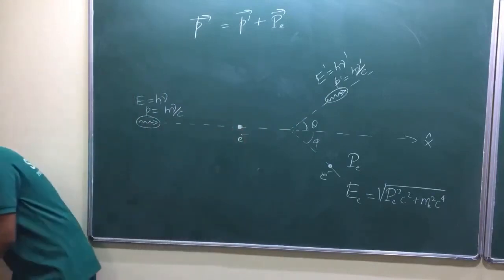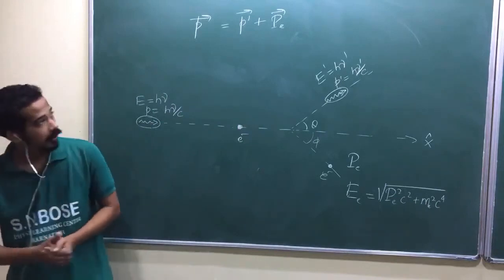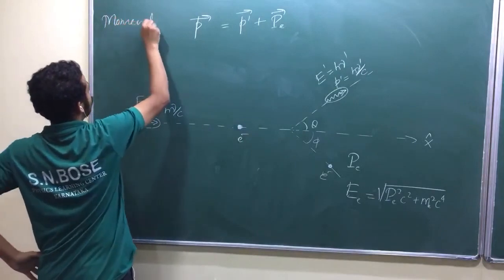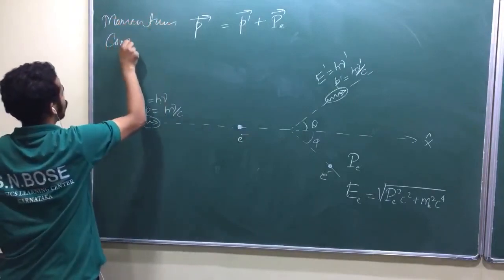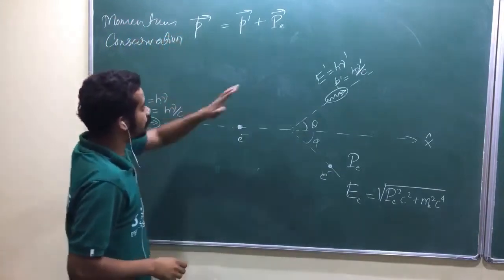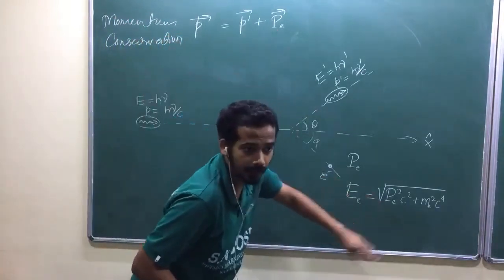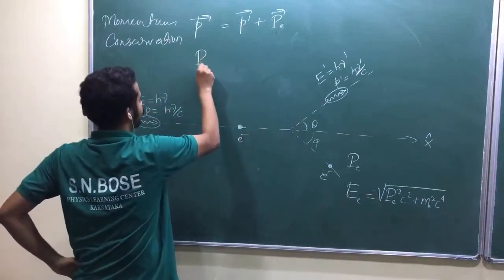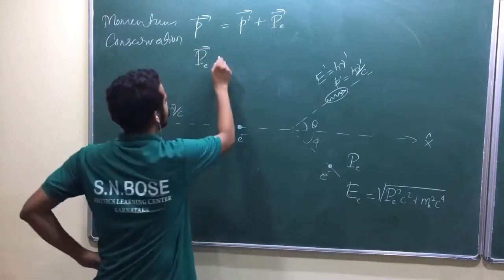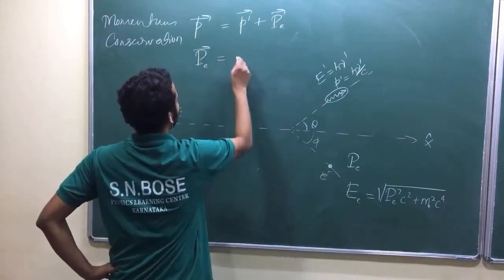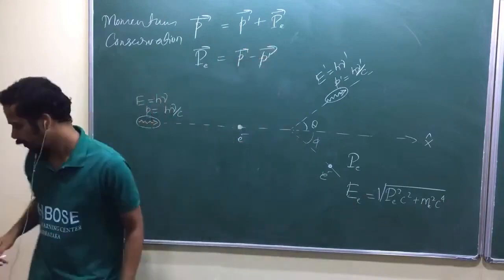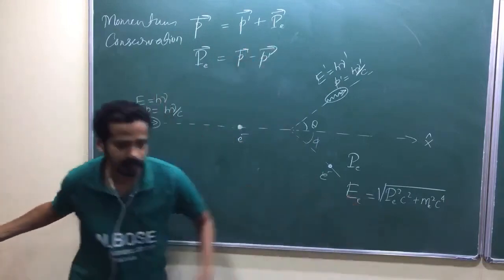Now look at here. I have applied the momentum conservation rule. So now I don't need this PE, I should avoid this one. That's why I'll solve it for PE, because we can't measure this anyhow. So PE vector is equal to P vector minus P dash vector. Now in this expression I have PE square.